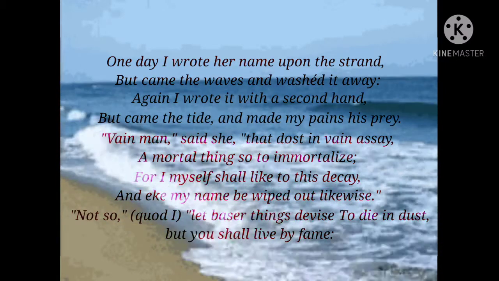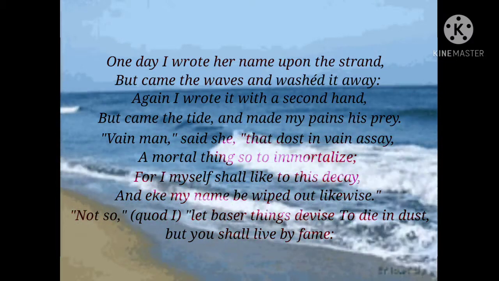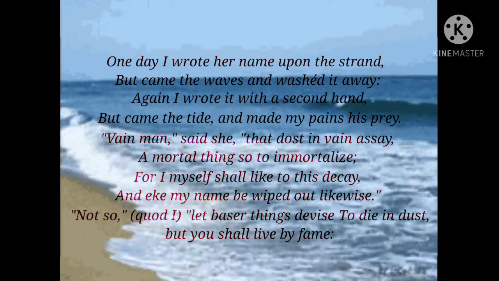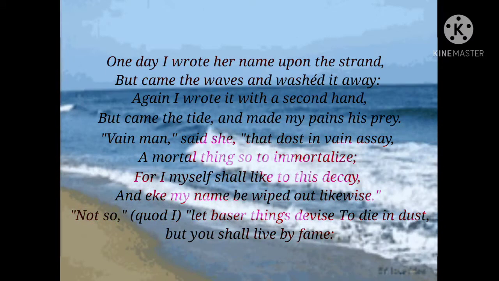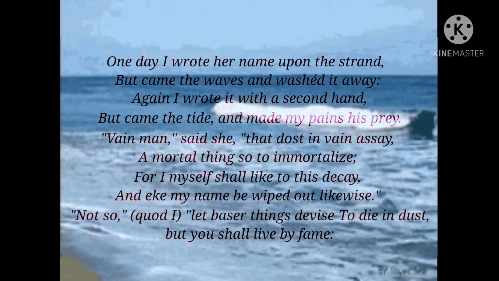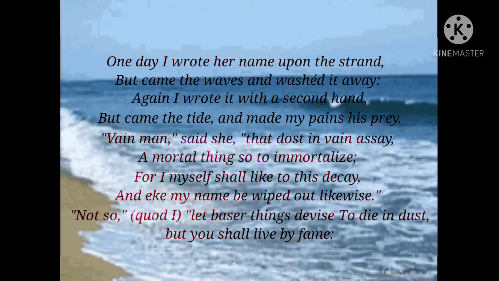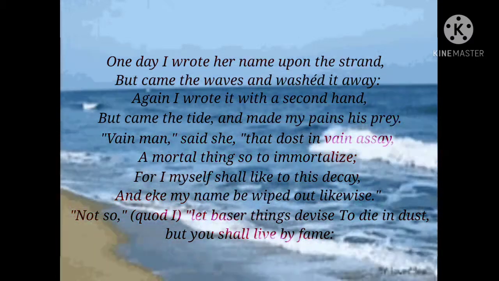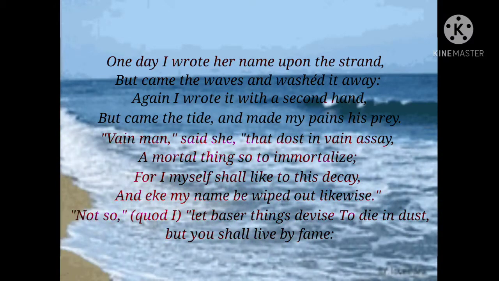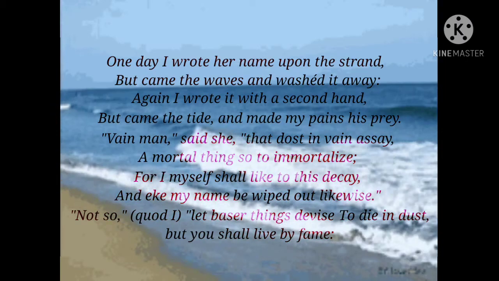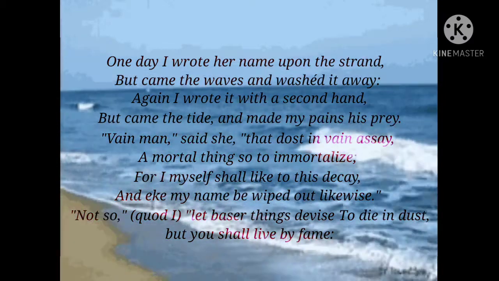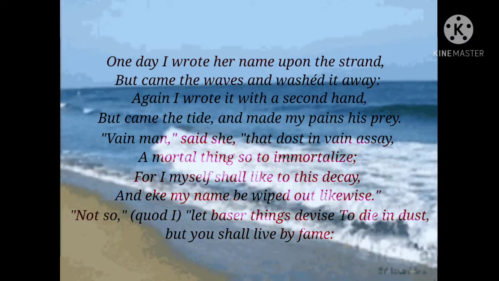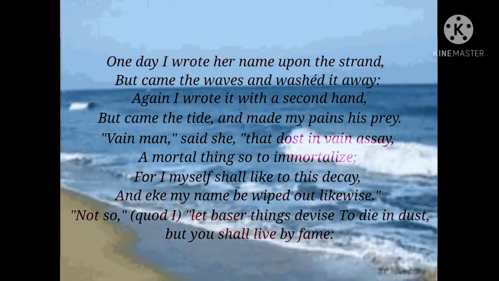One day I wrote her name. In this poem, the poet and his beloved are on the beach. He writes her name in the sand, but a wave comes and washes it away. He writes it again, but unfortunately, a wave washes it away again and again. The beloved says that it is silly for the speaker to be writing her name in the sand. She is also trying to say that she is going to die one day and disappear from the earth, just as her name has disappeared right now because of this wave.